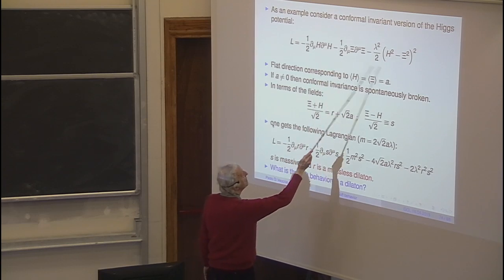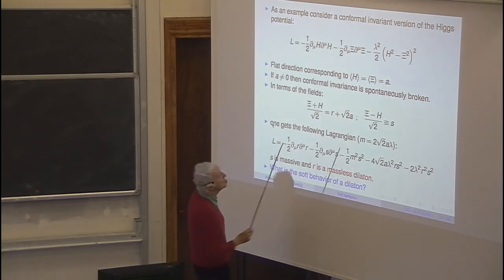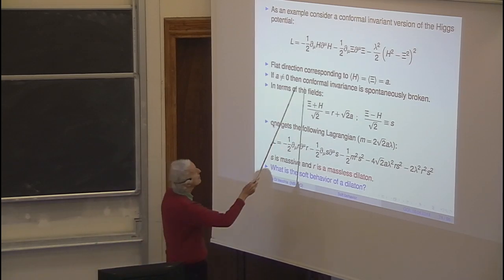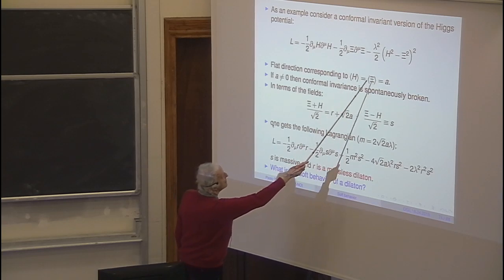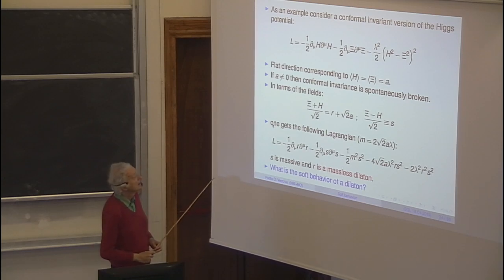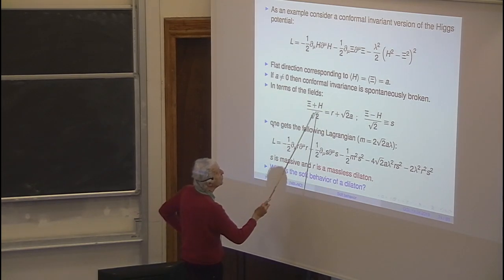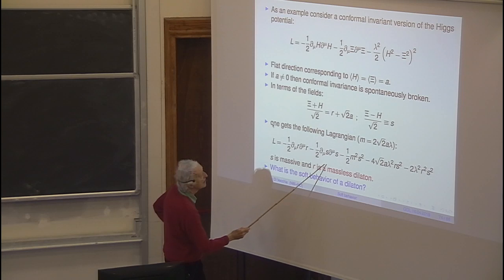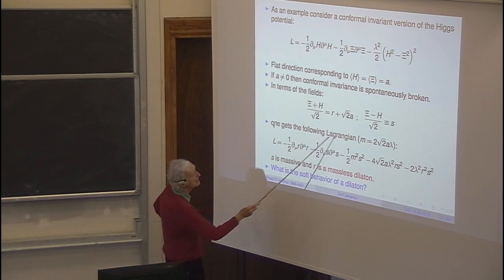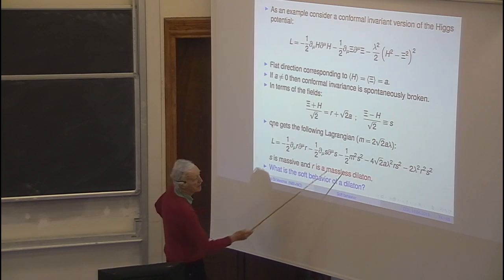Here you have two fields, and the Lagrangian is classically conformal invariant. And so there is a flat direction, corresponding to which you can choose the vacuum expectation value to be A. A can be anything. If you take A different from 0, the conformal invariance is broken, and in terms of those fields, you get this Lagrangian here, where the field has a vacuum expectation value, and this is the massless dilaton. Instead, the other field gets a mass.